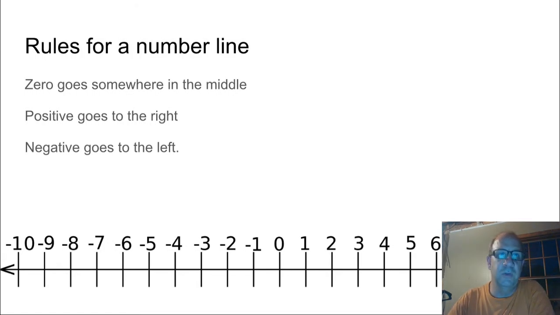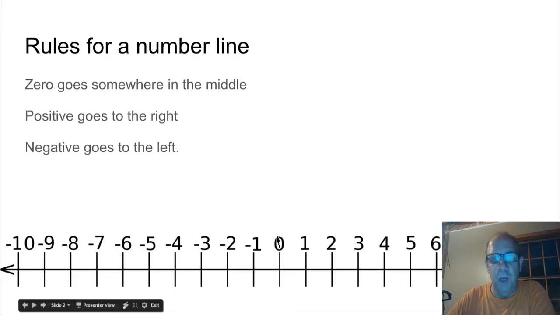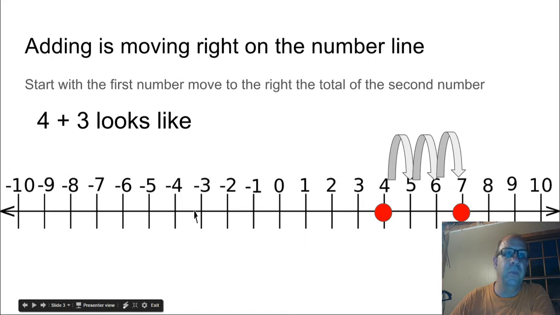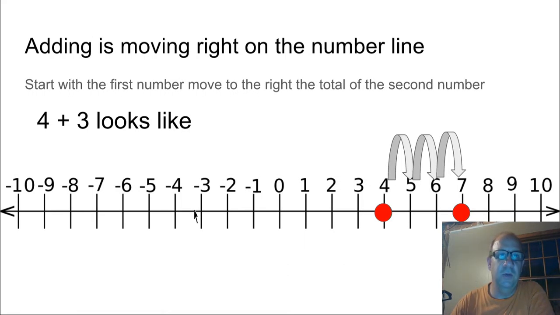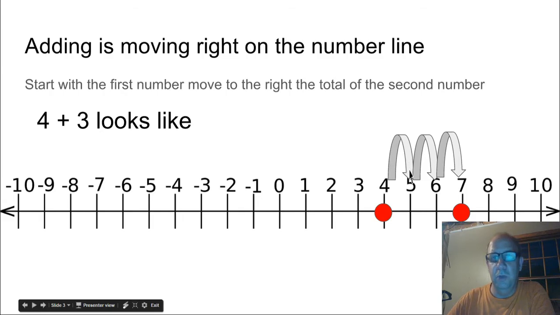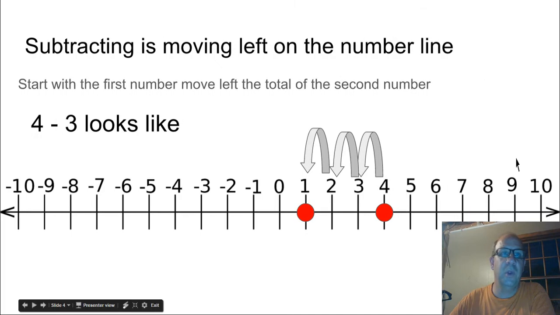First, let's start with the rules of a number line. 0 will be somewhere in the middle, positive numbers on the right, negative numbers on the left. Adding is moving to the right on the number line. So start with the first number, move to the right the total of the second number. 4 plus 3: 4, plus 1, 2, 3 equals 7. So positive adding goes to the right, just as positive numbers go to the right.